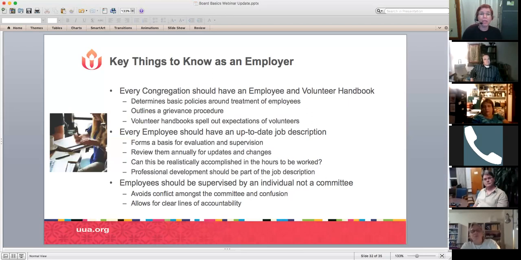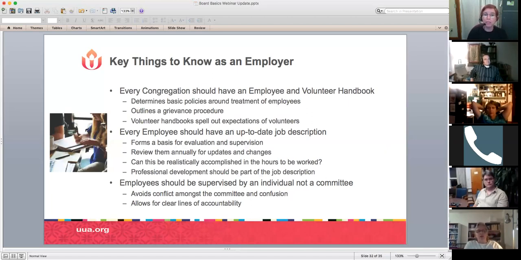Every employee should have an up-to-date job description. This forms a basis for evaluation and supervision. If you don't have an up-to-date job description, you have nothing to evaluate against. If the job description is based on when you used paper and pencil to track things and now you're using a computer database, the skills needed and the processes used are not the same. So there's no benchmark. They should be reviewed annually for updates and changes, and if you're using them as a comparison for evaluation and supervision, then you're going to notice when something needs updating and changing.